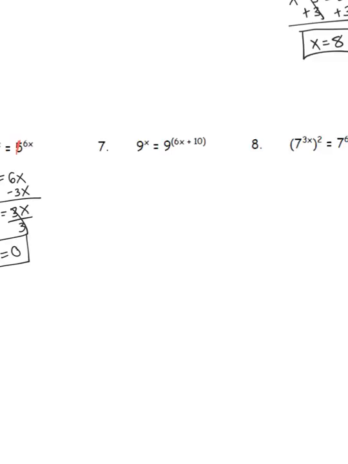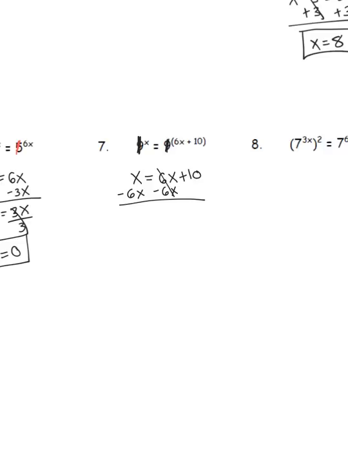Okay, let's look at number 7. So I'm going to cross out the 9's that are here. I'm going to have x equals 6x plus 10. Same thing, I want to get all the x's on one side and all the numbers on the other side. In this case, since I want to organize all the x's on one side, I'm going to move the 6x to the other side. I know that it's going to make it negative, but it's going to be easier than moving an x and then moving it back, okay?